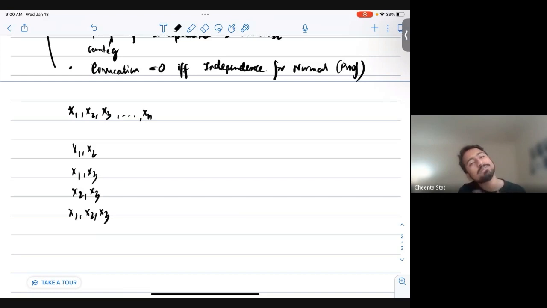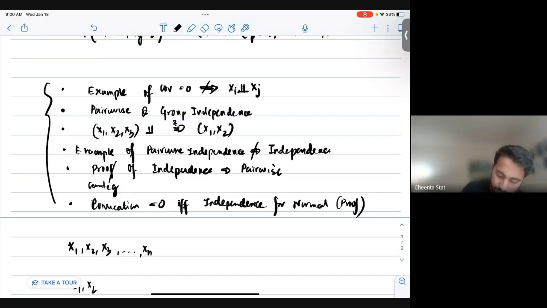So it implies pairwise independence, and all pairs, all triplets, all quadruplets, all combinations of Xi should be independent. What does a set of independent objects mean? It means the probability of X1 belonging to A, X2 belonging to B, and so on multiply in the probabilities, for all A, B. Therefore independence implies pairwise independence. That's the definition.